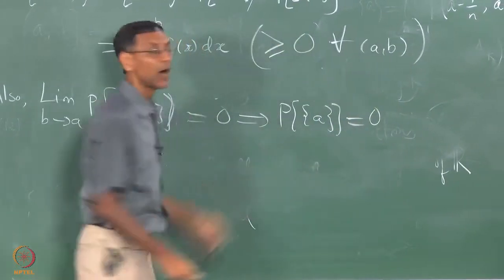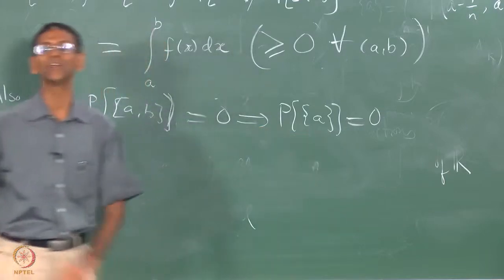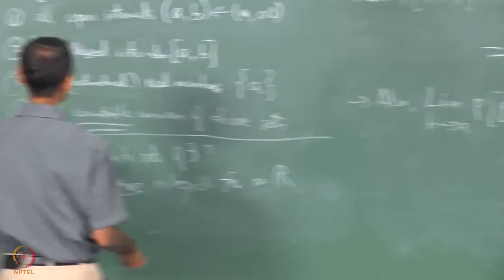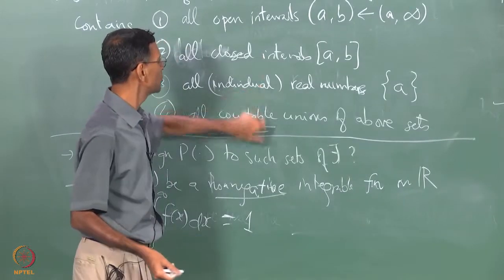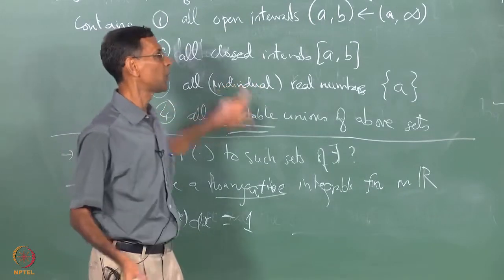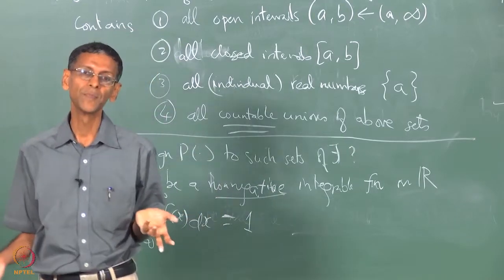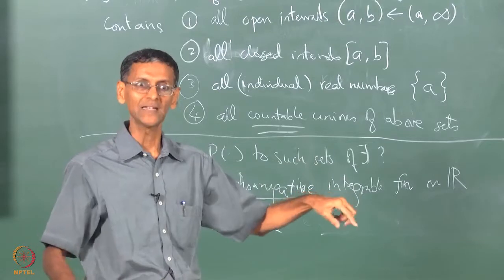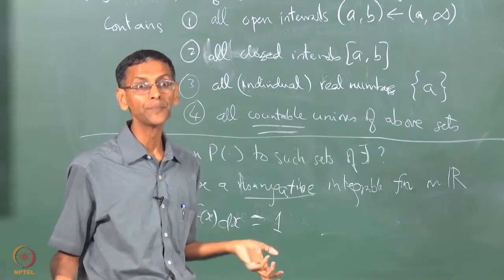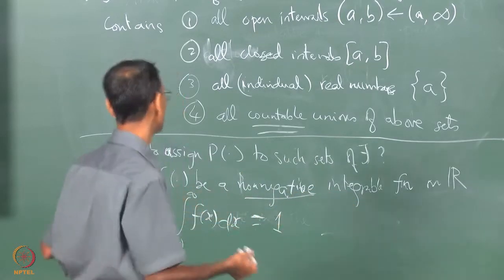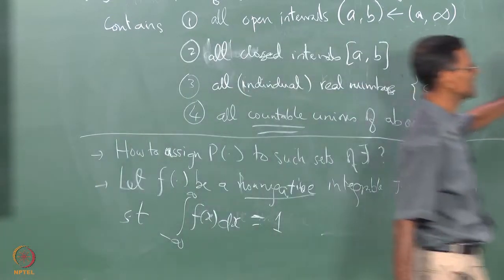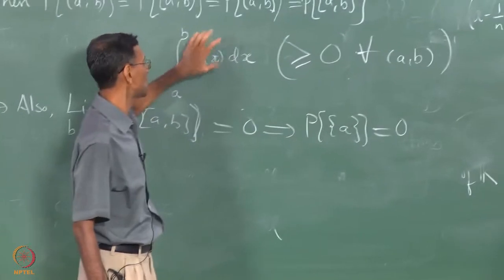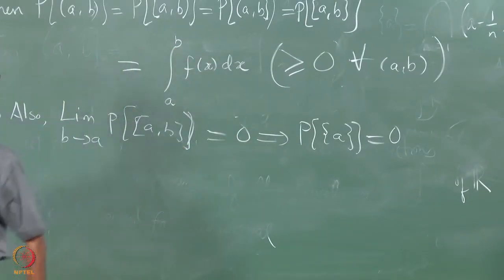And not only this, for a countable union of such points A_i, the probability assigned to such a set is also 0. In other words, the countable union of individual points again has 0 probability. That is, the probability of observing A1 or A2 or A3 is also 0. Riemann integration assigns a positive measure only to intervals.